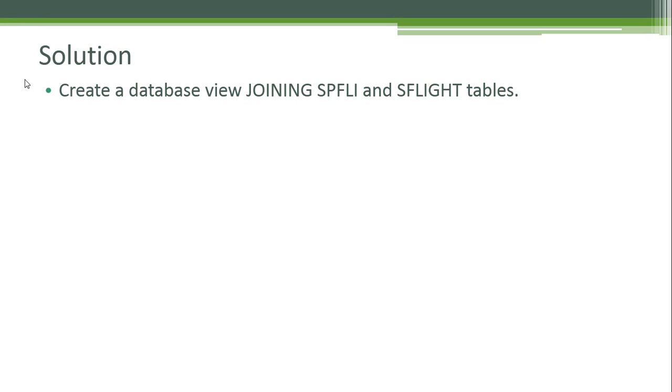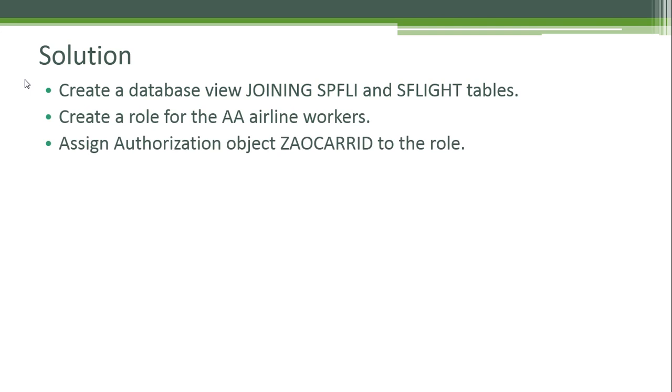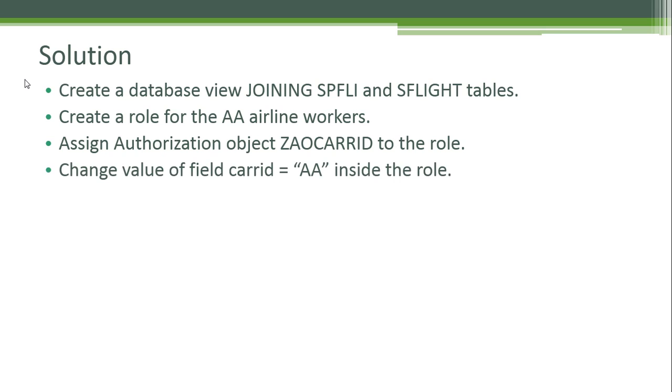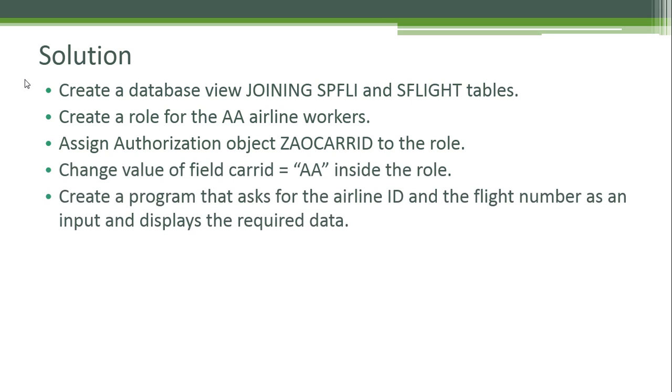First, we're going to start by creating a database view joining the SPFLI and SFLIGHT tables. Then we're going to create a role for the AA airline workers. We are going to assign the authorization object ZAO_CARRID to the role. We created this authorization object in the previous course. We're going to change the value of the field CARRID to AA inside the role. Then we're going to create a program that asks for the airline ID and the flight number as an input, and then displays the required data.